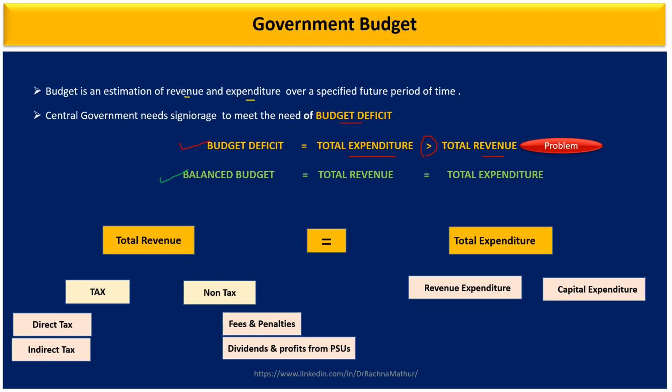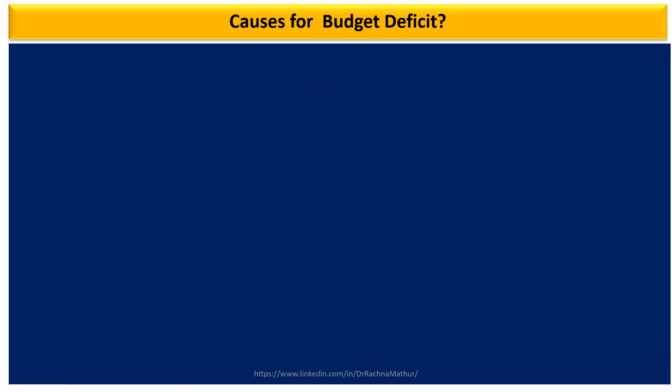That is, the expenditure of the government is more than the revenue of the government, and that results in a budget deficit. To finance this budget deficit, the government needs seigniorage. That means printing of currency to raise the revenue to finance this budget deficit. Let us understand what the causes of this budget deficit are.